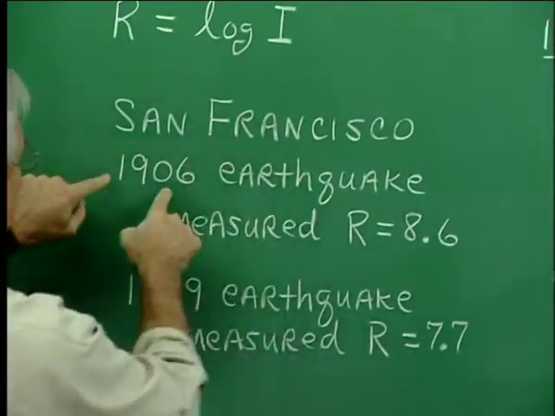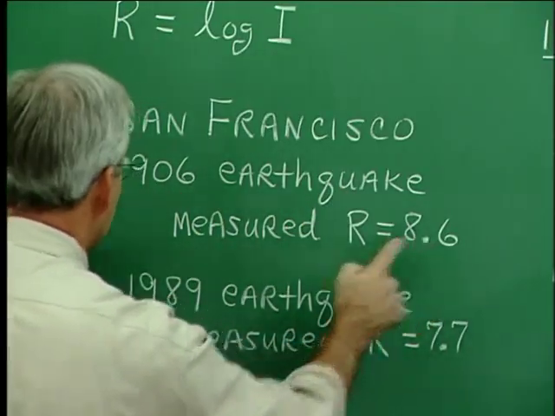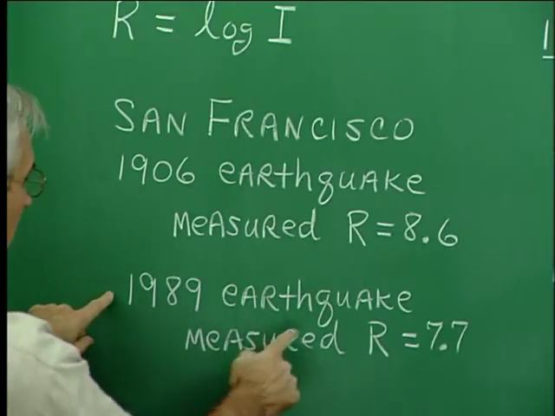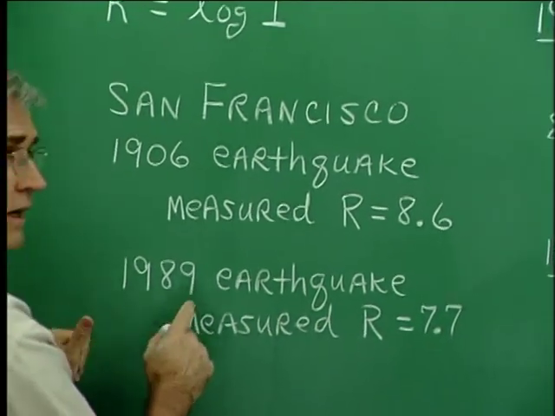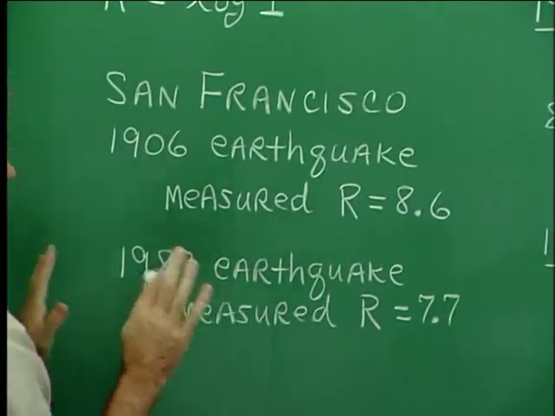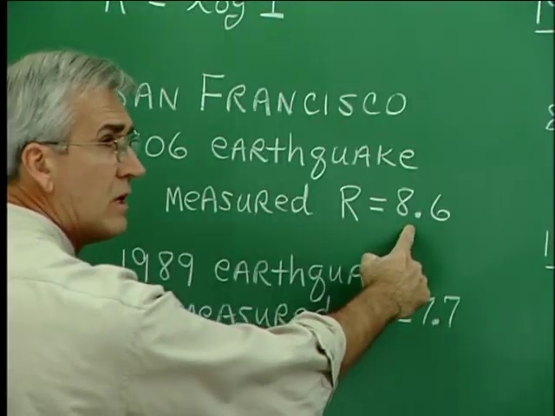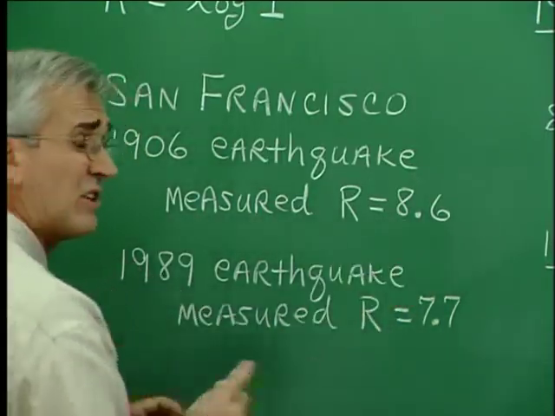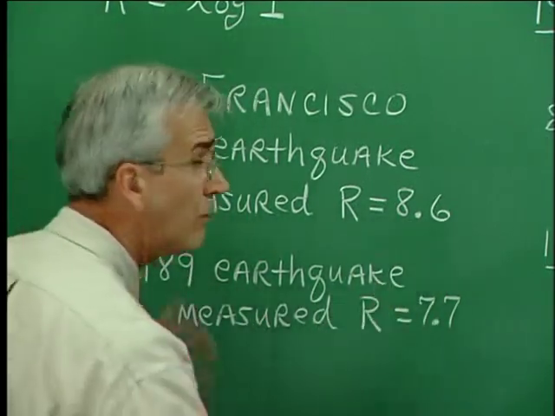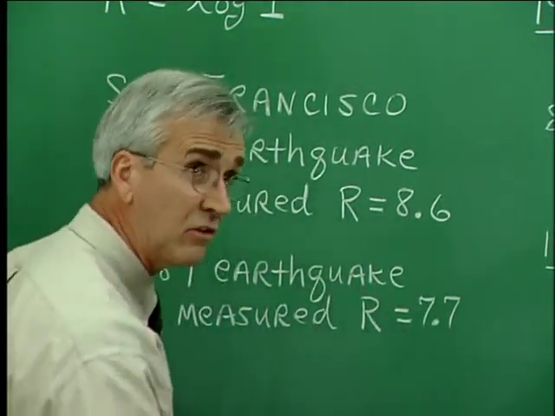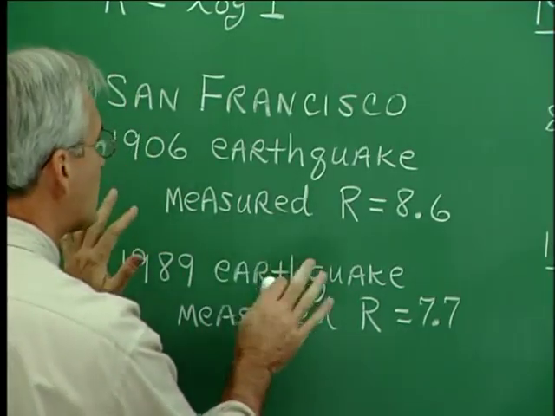All right, consider this problem. In San Francisco in 1906, there was an earthquake that measured a Richter number of 8.6. In 1989, there was another earthquake that measured 7.7. Now, the one in 1989, you may or may not recall, was a really powerful earthquake, and yet this one was 8.6. So 7.7 to 8.6. It seems like they're not too far apart. These earthquakes were probably just about the same size. Well, that's not really true. Let's evaluate the situation.